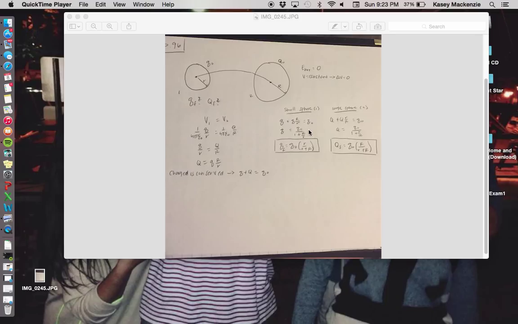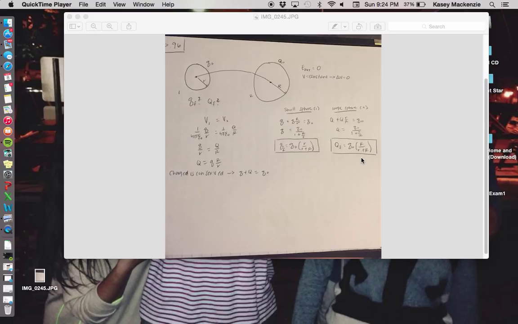Once you use algebra to figure it out, the final charge of the small sphere is equal to the original charge times the radius over the radii of the small and big sphere combined. Similarly, the final charge of the large sphere is the same equation: it is equal to little q original times big R over little r plus big R.